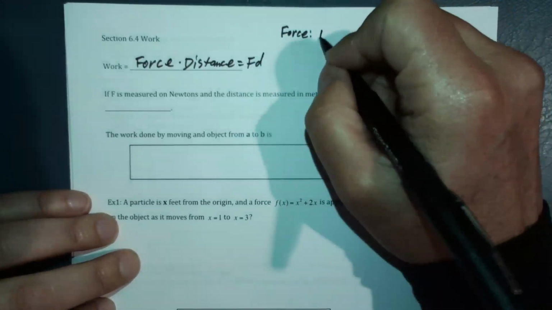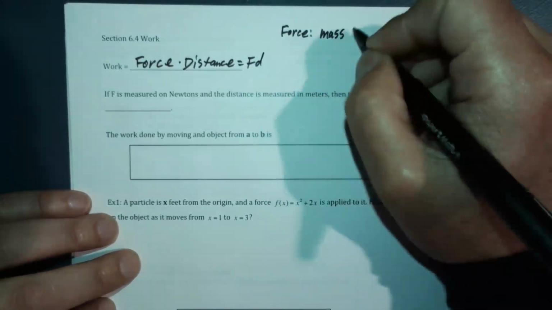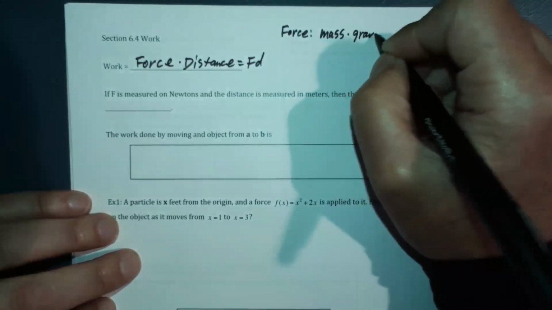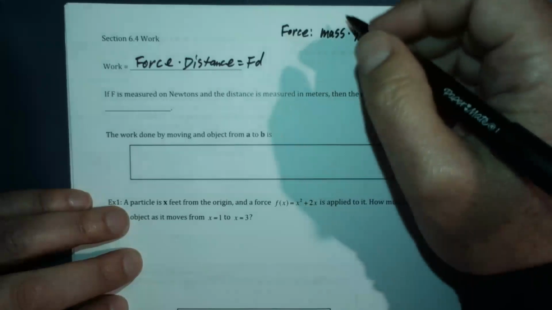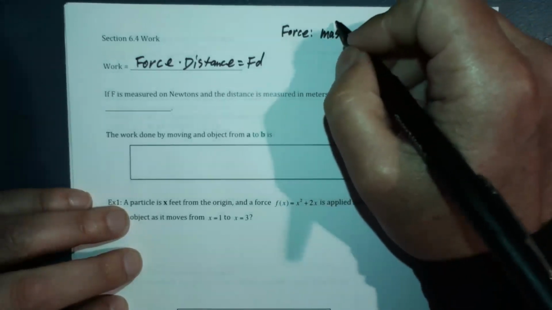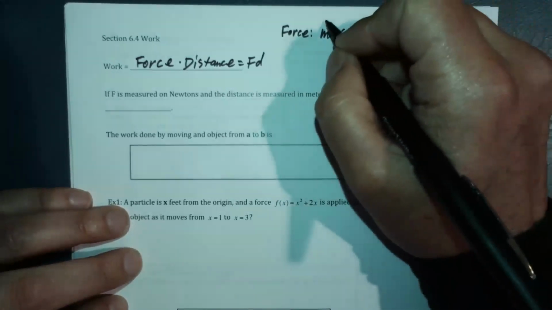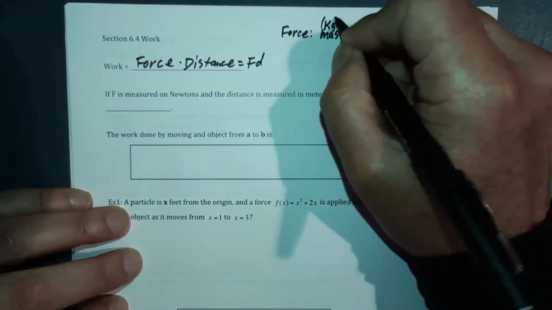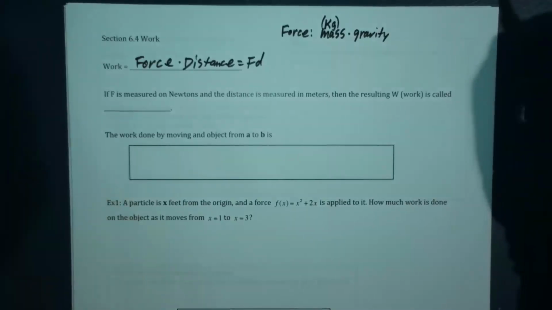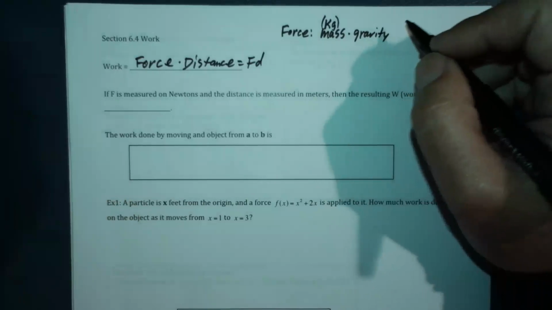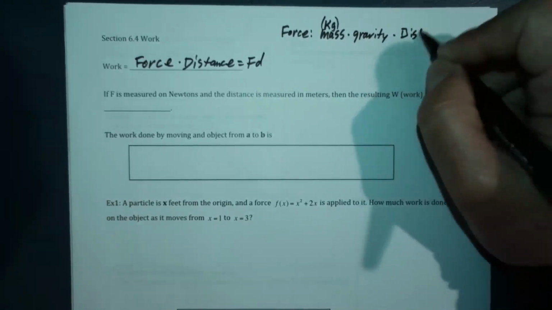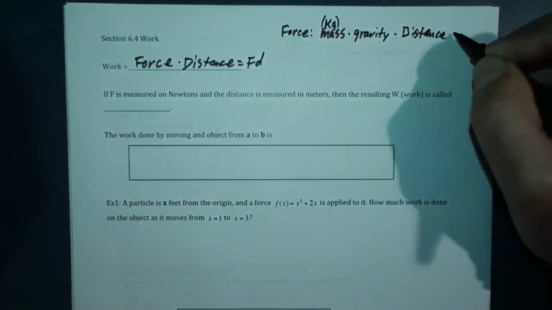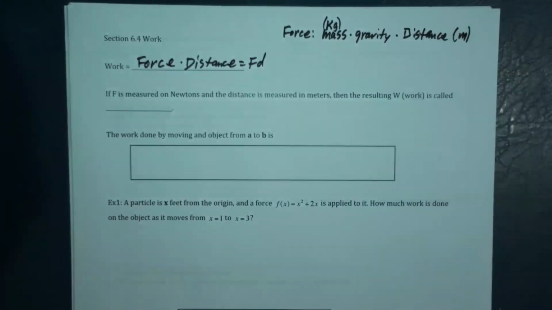When we have a mass and a gravity, the mass will always be in kilograms. That's the standard unit, or the metric unit, pardon me. And that'll always be multiplied times the distance, which will be in meters when we're in metric.